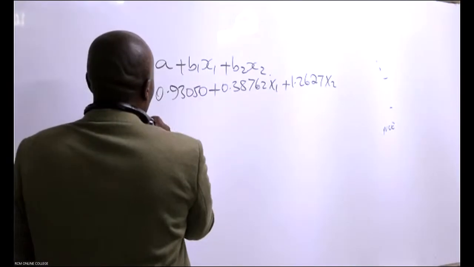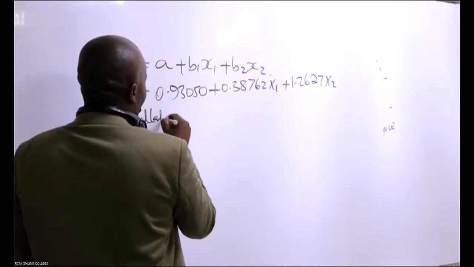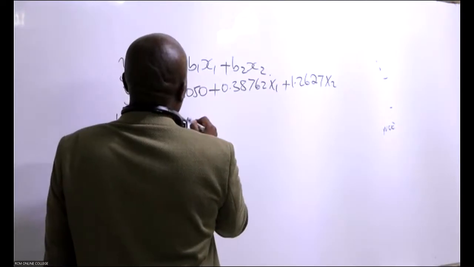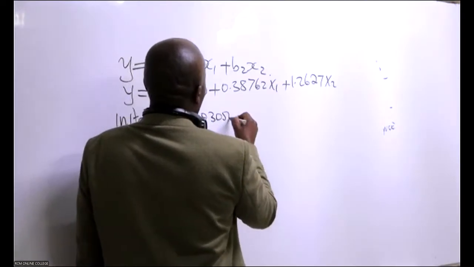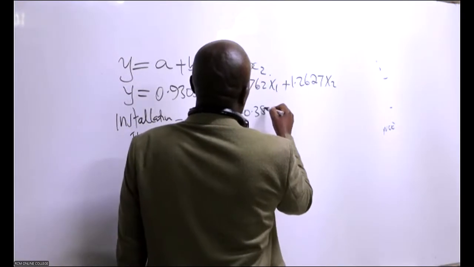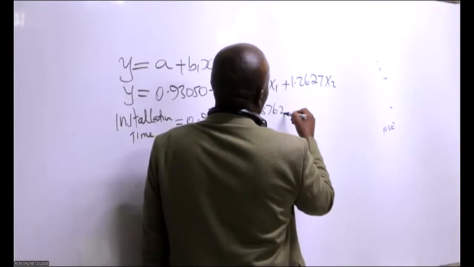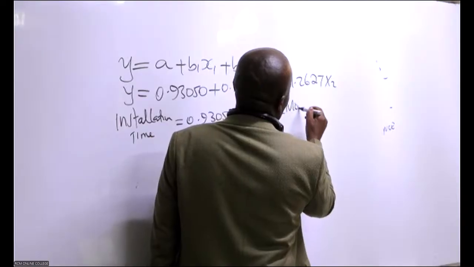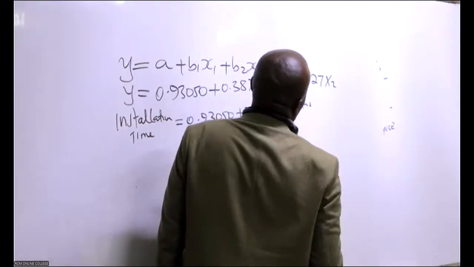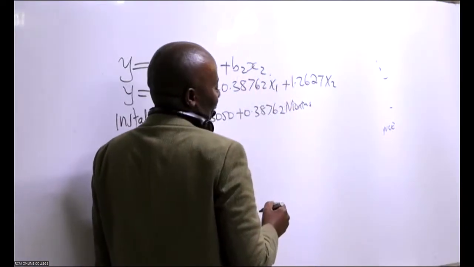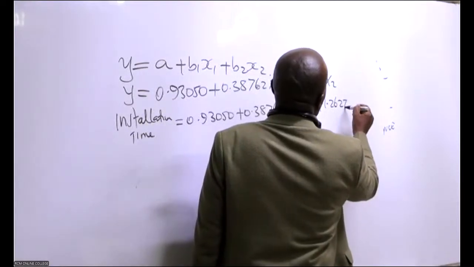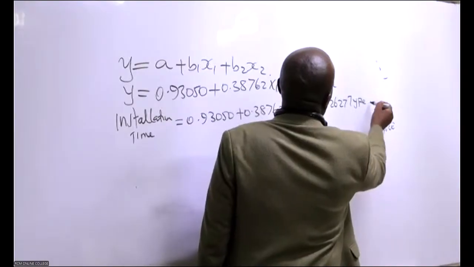This is installation. If you wish, up to there you are okay. But if you wish, just to demonstrate broad understanding of the subject, installation time will be equal to 0.9305 plus 0.38762 x1. X1 stands for number of months, isn't it? It's written there. Plus 1.2627 type.